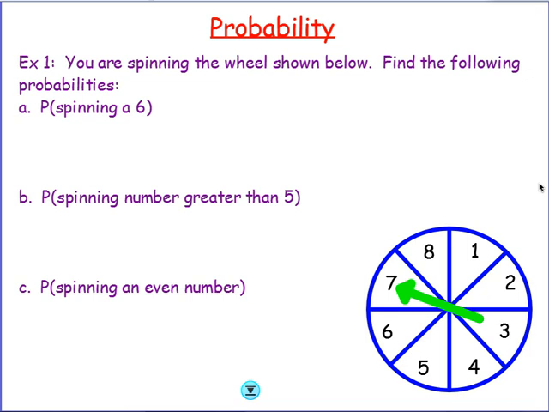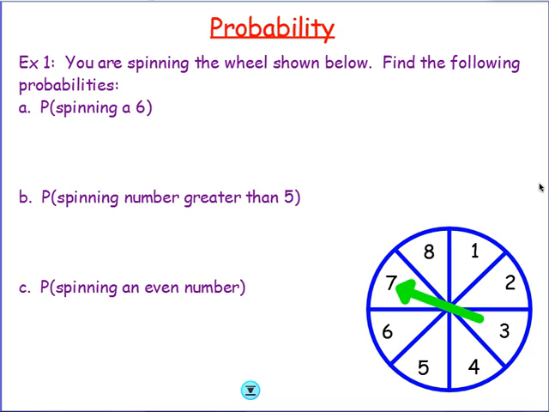Let's look at example 1. You are spinning the wheel that I have shown. Simply find the following probabilities. We want to know what's the probability of spinning a 6. Well, if you look at this wheel, there is one 6 on the wheel, and there are 8 possibilities.